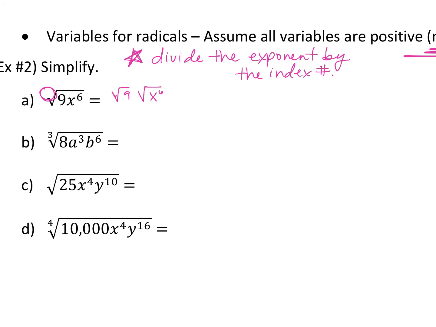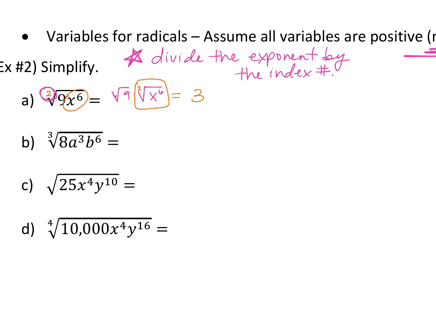It's a 2, right? When there's no number there, it's the square root. That's a 2. Okay, so what is the square root of 9? 3. Okay, now you take this, x to the 6th, and we square root it. So it looks like this.